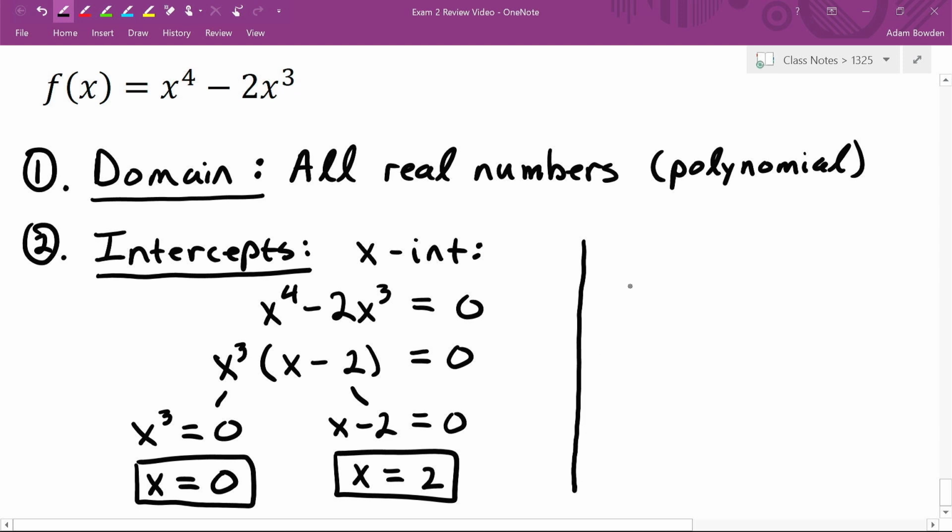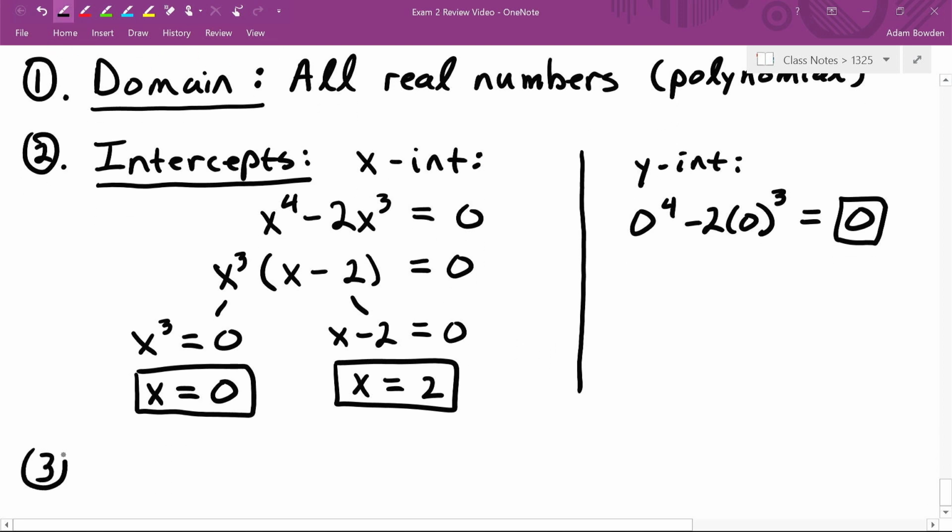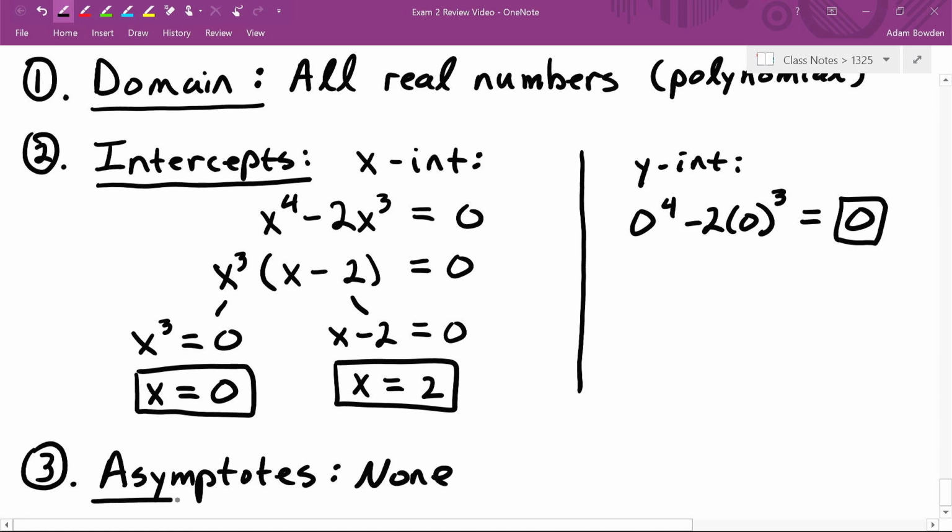For the y-intercept, we'll plug in 0 for x, which in this case just goes 0 to the fourth minus 2 times 0 cubed, and it's just 0 also for the y-intercept. Now, as far as asymptotes go, there are none for this particular function because, again, it's a polynomial, and polynomials don't have asymptotes.